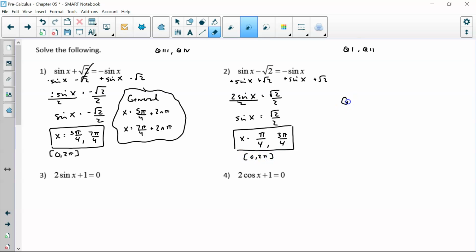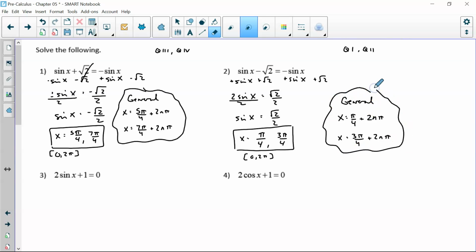And then our general solutions. X equals pi over 4. And to get back there, we're going to add a 2 pi or a 2n pi to keep going around the circle. And also x equals 3 pi over 4 plus 2n pi. There's our general solutions.